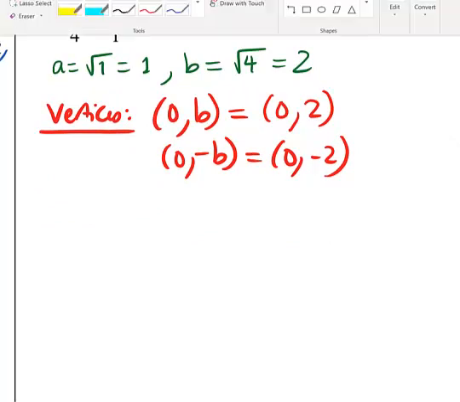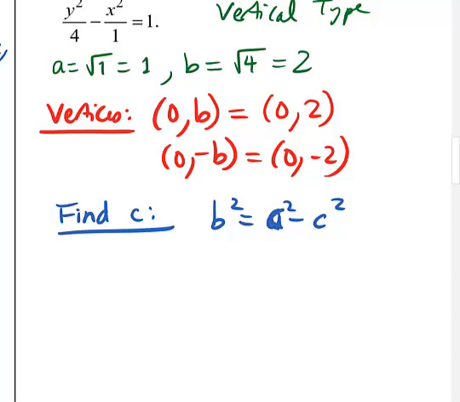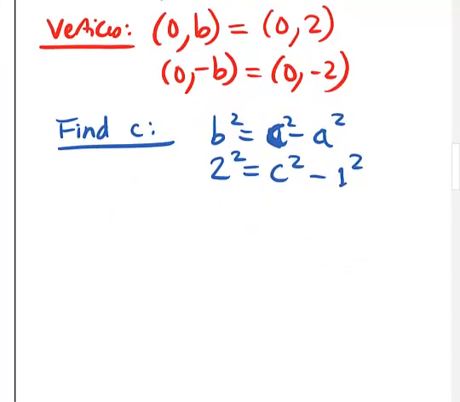Now our foci we need to find by using that same tried and true equation, b squared equals a squared minus c squared. Oh no, sorry, c squared minus a squared. I mixed them up. Sorry. B was what now? B was 2. We'll fill that in. C we don't know. A was 1. So that's 4 equals c squared minus 1.